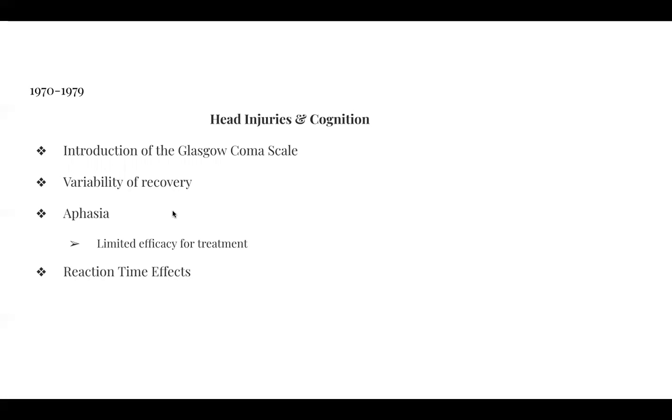In addition, aphasia was often observed among individuals with TBI. The most common type was anomic aphasia, and this tends to be more mild in nature and results in word finding deficits. However, Hellman et al. found that recovery for these deficits and increase in communication was highly variable, and few strategies demonstrated clear evidence of efficacy. In the 1970s, evidence began to demonstrate that reaction time was affected among individuals with TBI.